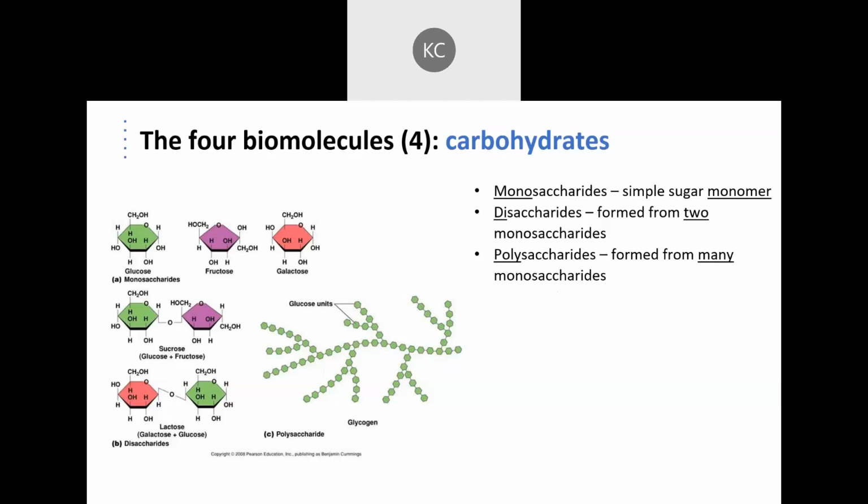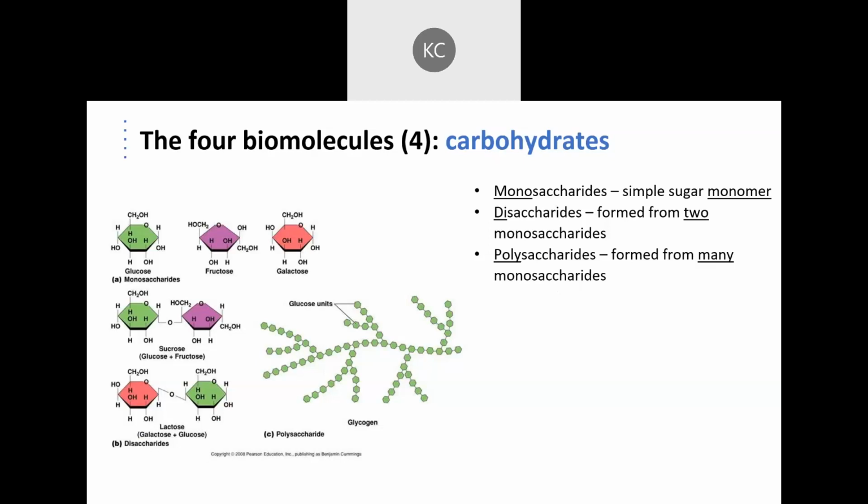Carbohydrates are made up of their monomer, which are sugars, so just a single sugar monomer. This is going to be a monosaccharide. If you think of something like glucose, fructose, or galactose, these are all examples of a monosaccharide. The term mono means one, saccharide refers to sugar. If you put two of them together, you get a disaccharide, so something like sucrose, something like lactose, milk sugar. These are all disaccharides.